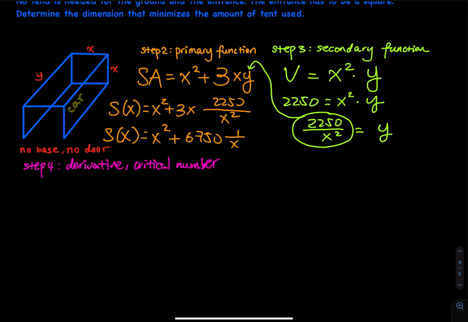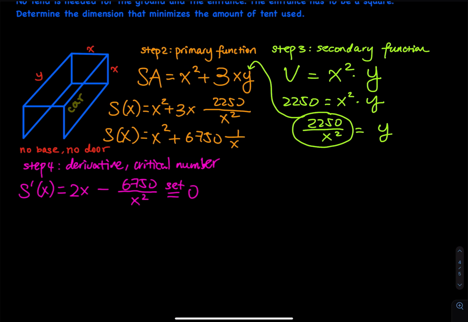Okay, let's take the derivative. So we have S prime of x, which is equal to 2x. And then this is x raised to the negative 1, right? So you bring the negative 1 down, and then you have x to the negative 2. So this time we are subtracting 6750, and then x to the negative 2 is x squared in the denominator, and then you have to set that equal to 0.